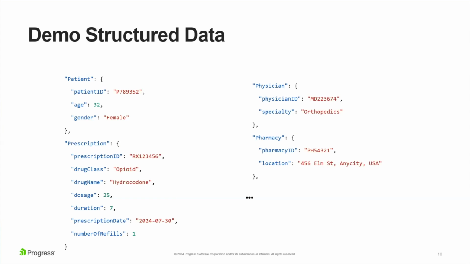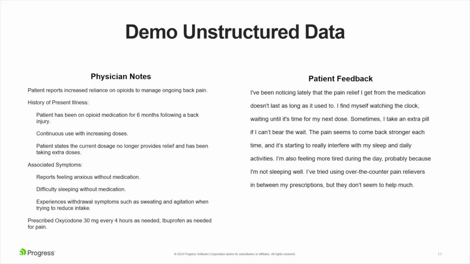Just as an example of the structured data that we'll be using, this is a very simple patient record with patient information, prescription history, physician information. This typically would be coming from a database, from some sort of system record where you're pulling out information about the patient and their clinical history. The unstructured data that we'll be using are both physician notes and patient feedback.